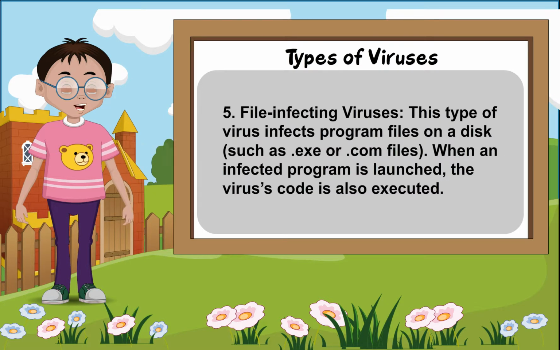5. File infecting viruses. This type of virus infects program files on a disk, such as .exe or .com files. When an infected program is launched, the virus's code is also executed.